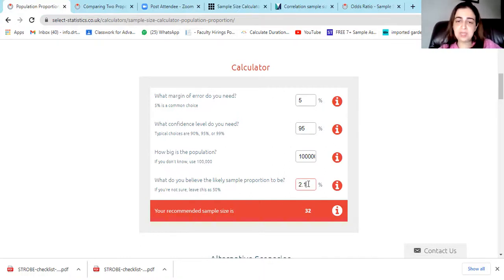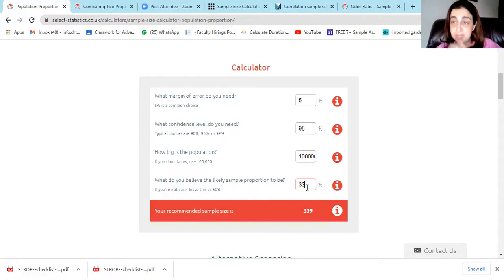This is where we put our prevalence. If we are looking at a common disease like migraine, there was a study conducted in my country where it was found that every third young woman has migraine. So I put in 33% as the prevalence or the sample proportion to be. And you can see that the recommended sample size is 339.